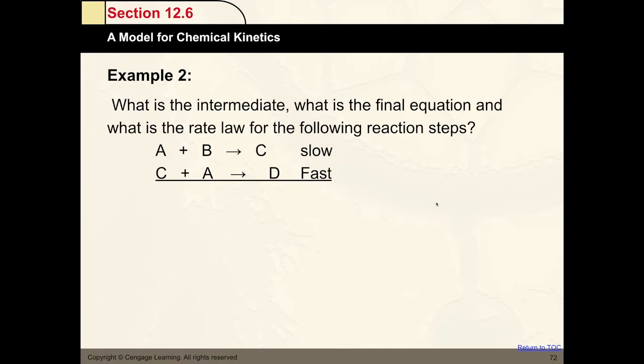So in this particular case, what is the intermediate? What is the final equation? And again, you don't need to know what the rate law is, but I would guess that you can see C all of a sudden appears, and then it's used in the fast step, and then it disappears. So I would say C is your intermediate here. The C's cancel out, the A's add together, the B's are there still, and the D.